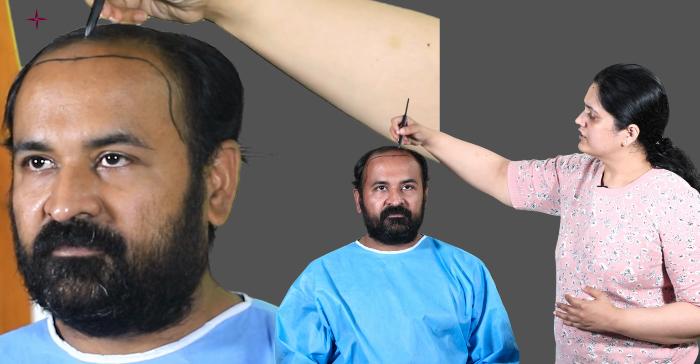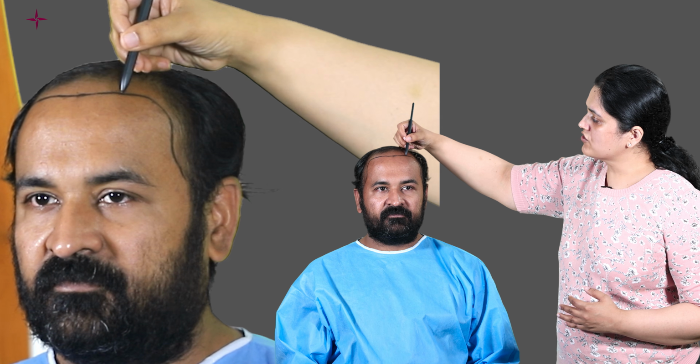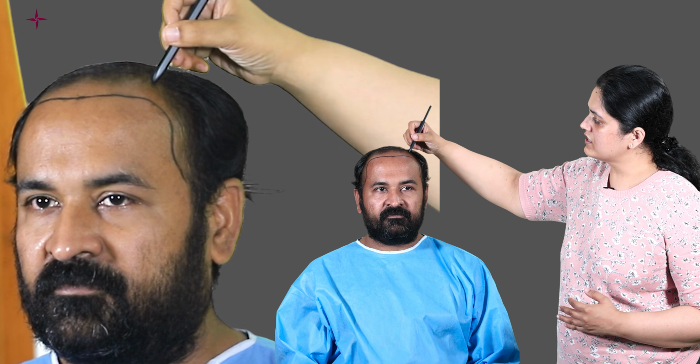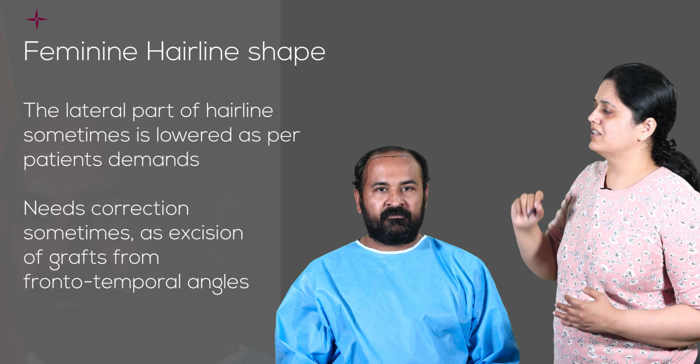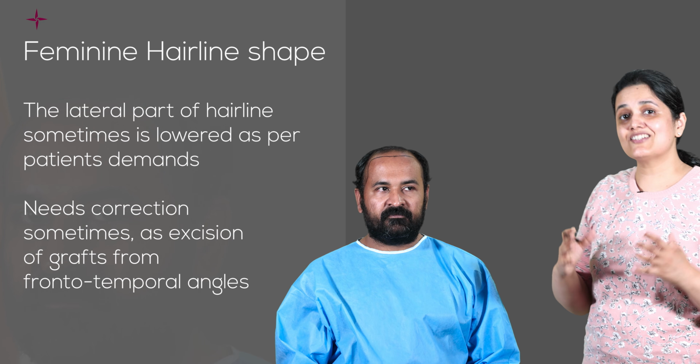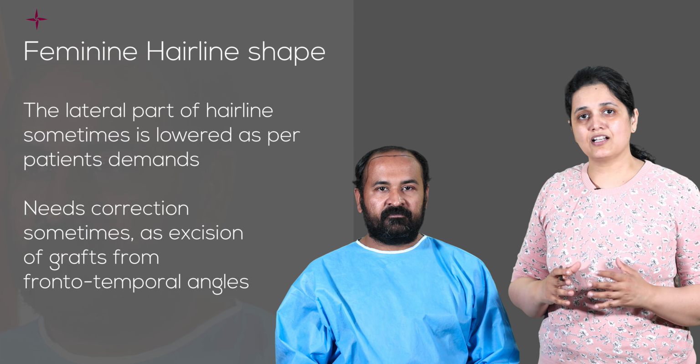One more mistake that can happen is blunting of the angle, not making the frontotemporal angle at all. Every day when we make the hairline in the morning, sometimes the patients want us to make a straight hairline and they don't want this M shape to happen, and they want us to cover this area completely. This gives rise to an extremely unnatural and feminine kind of hairline.